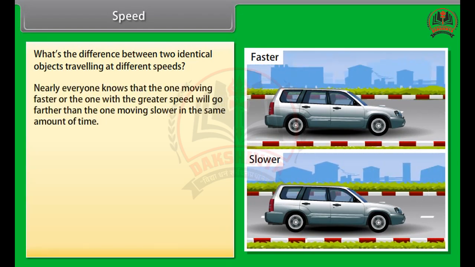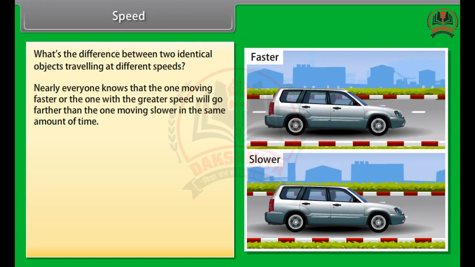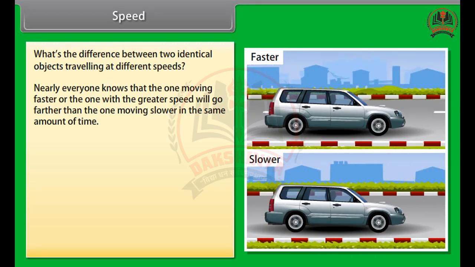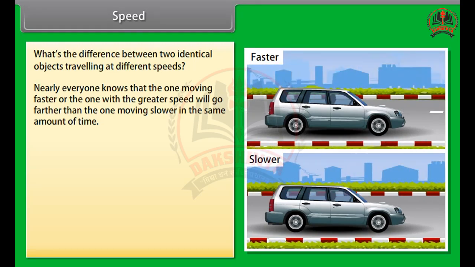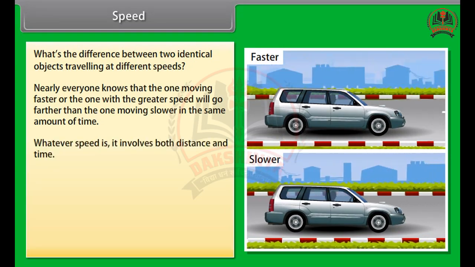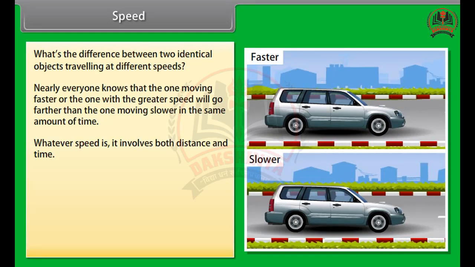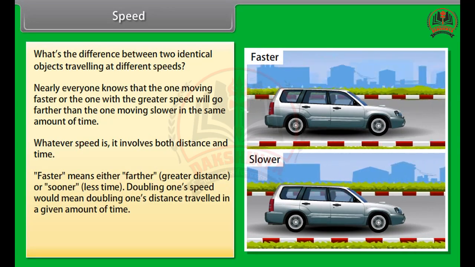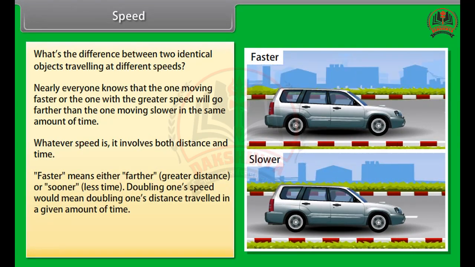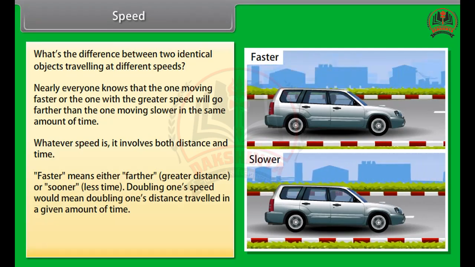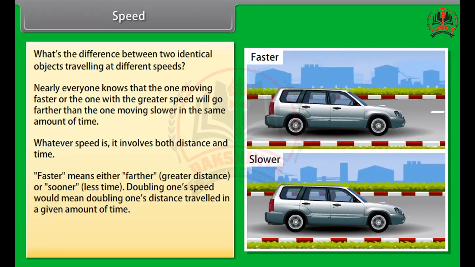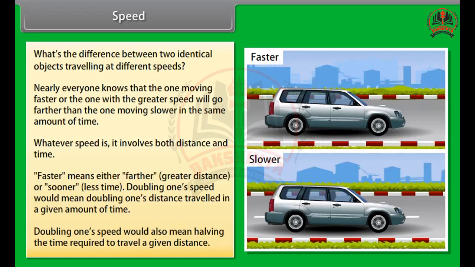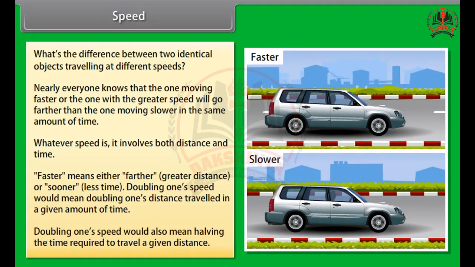Nearly everyone knows that the one moving faster, or the one with a greater speed, will go farther than the one moving slower in the same amount of time. Whatever speed is, it involves both distance and time. Faster means either farther, greater distance, or sooner, less time. Doubling one's speed would mean doubling one's distance travelled in a given amount of time. Doubling one's speed would also mean halving the time required to travel a given distance.